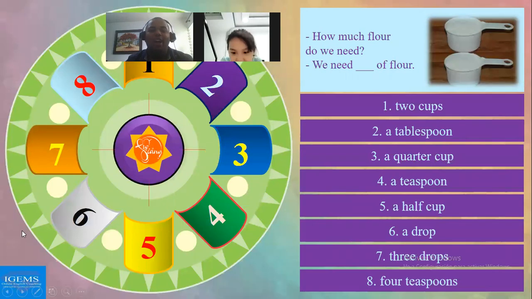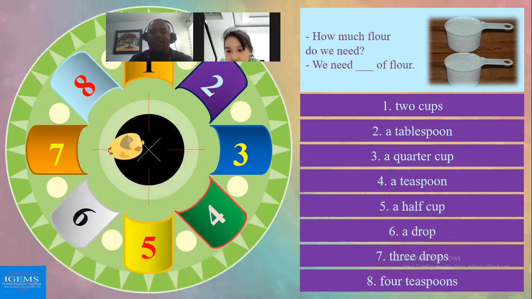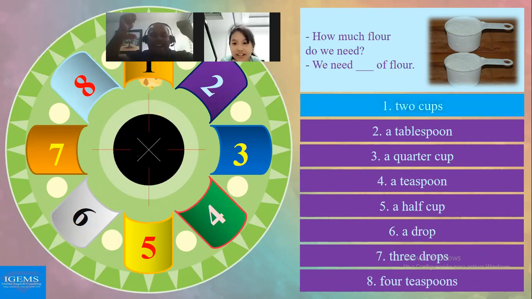Okay. Let's continue. Okay. How much flour do you need? We need any flour. Let's see. Okay. I can see now. Okay. 2 cups. What is gonna be the right option? Number two. 2 cups. That's right.